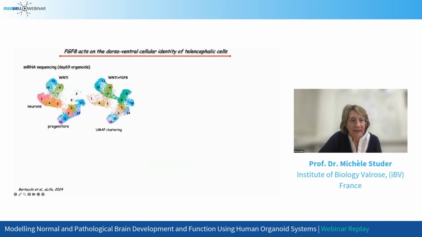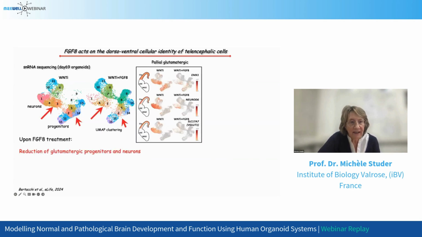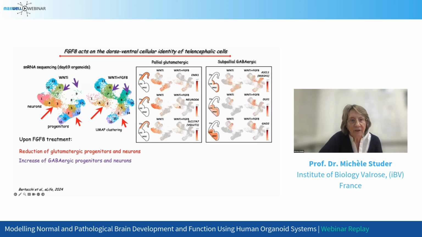After that, we did some single cell RNA sequencing with Wnt inhibition by adding FGF8. And as you can see here, the UMAP looks quite different. Here we identified cells of neuronal identity, and here cells of progenitor identity. What we found is that upon FGF8 treatment, we had a reduction in the number of these cells. These cells are of glutamatergic identity, as seen by markers like EMX1, UD6, or VGLUT1. And on the contrary, we had an increase of these clusters of cells.